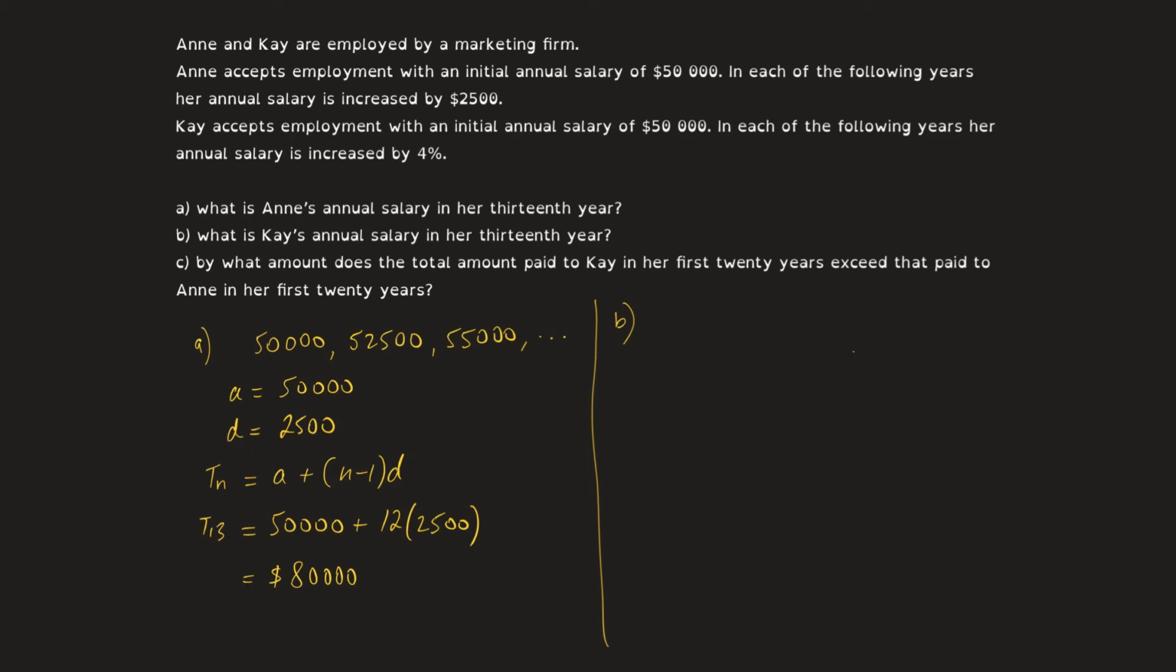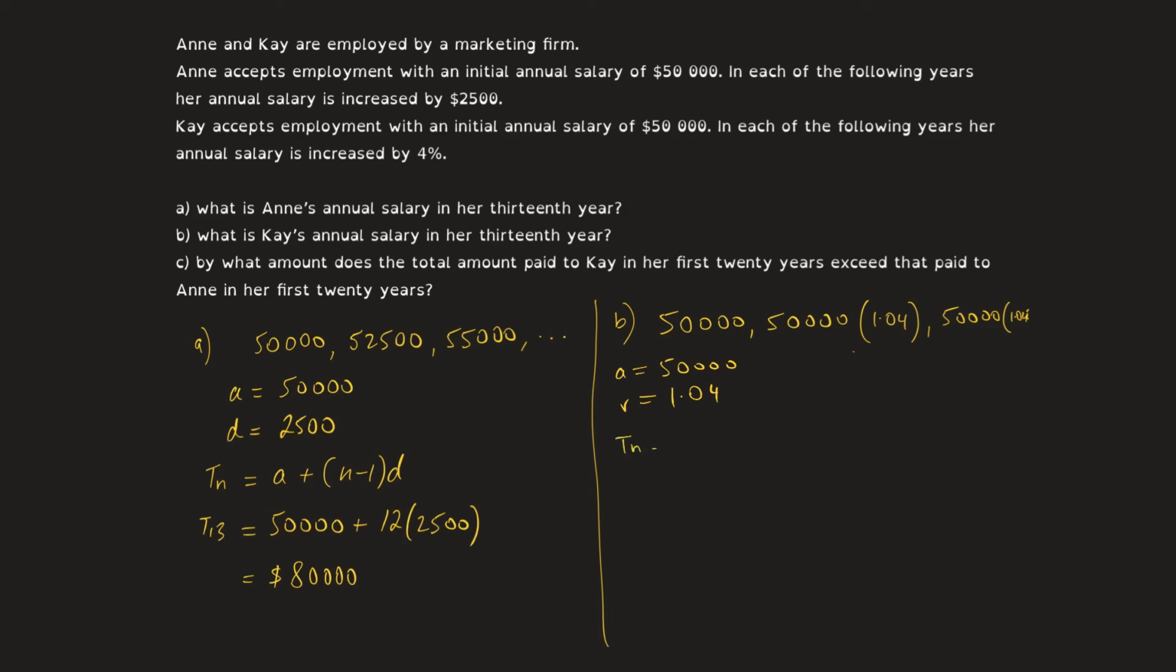What is Kay's annual salary in the 13th year? So let's write down the sequence for Kay. So hers is going to increase each year by 4%. Okay, so a is going to be 50,000 and r is going to be 1.04. So we've got a geometric progression now.